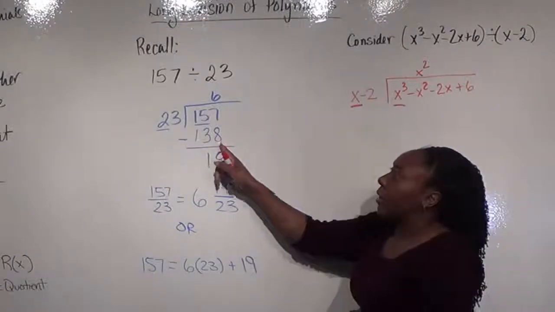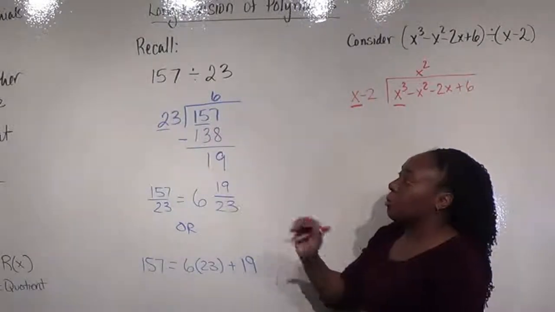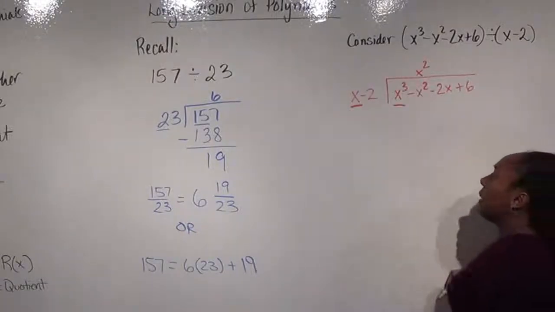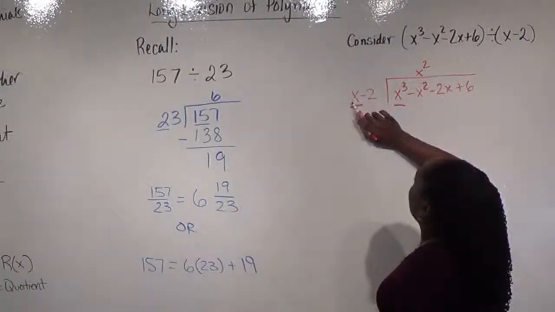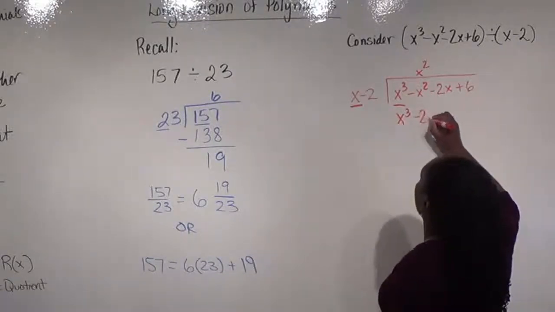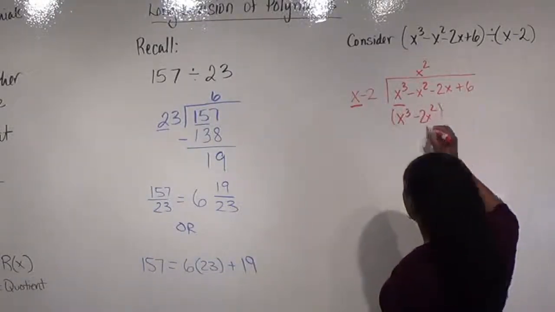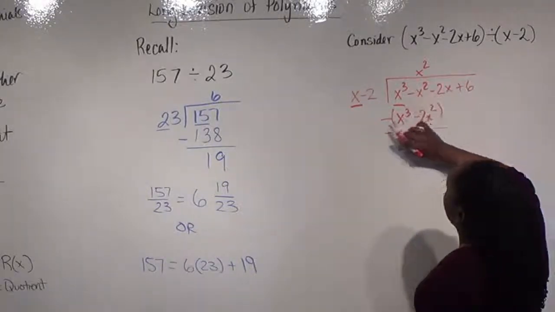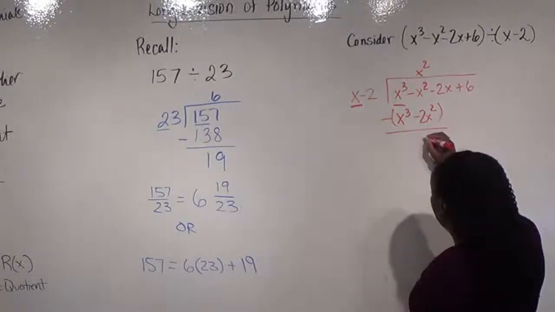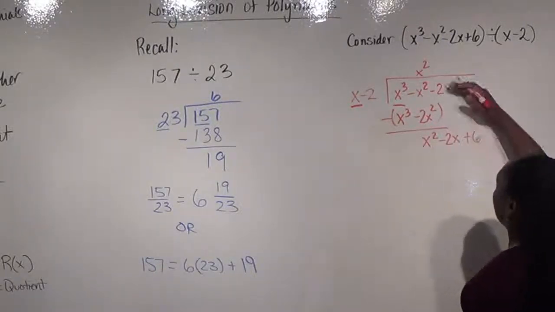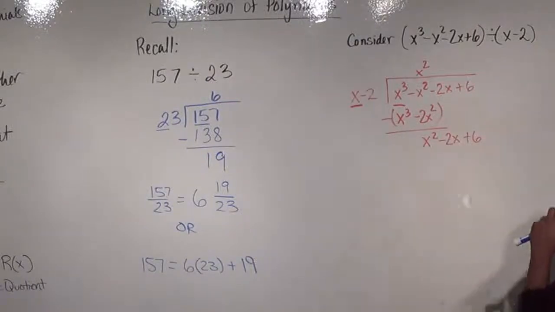So in this case, x will go into x cubed, x squared times. And just like over here, I'm going to multiply that all the way through. So I'm not just multiplying by the 2 there. Here, I'm not just multiplying by the x. So the x squared, I'm going to multiply by the entire polynomial. I'll get x cubed minus 2x squared. When I subtract that, negative x squared plus 2x squared gives me an x squared, minus 2x plus 6. So notice I bring down everything else.